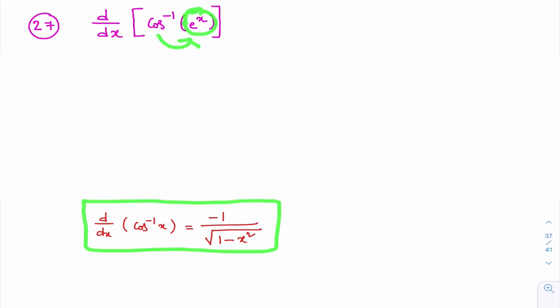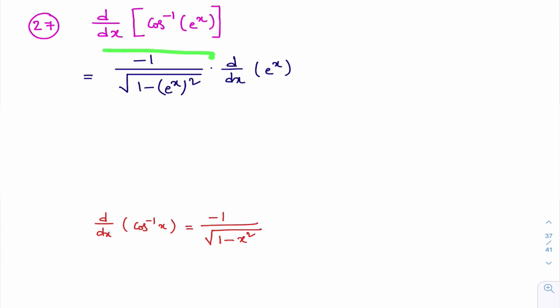As you imagined e power x as x, it looks like cos inverse of x. Derivative of cos inverse x is minus 1 divided by square root of 1 minus x square. So derivative of cos inverse of e power x is minus 1 divided by square root of 1 minus e power x whole square. I hope you are understanding. Into which one you imagined as x, you need to differentiate it. You imagined e power x as x, so you need to differentiate it.